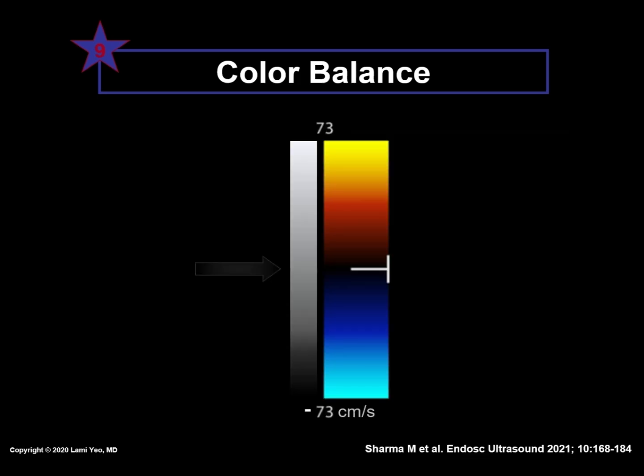Within the grayscale bar, which is next to the color bar, color balance is represented by a green line. Specifically, the threshold value for grayscale priority is predefined by the ultrasound manufacturer and is shown as the green line. Usually, the value is relatively high to optimize the color display, but the user can adjust it.